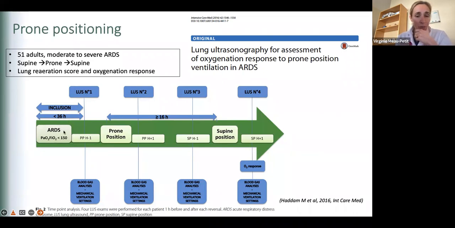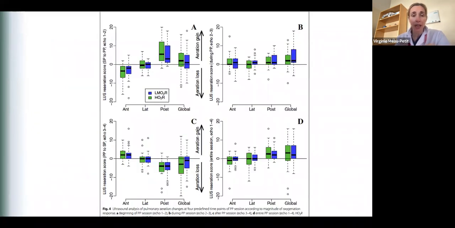The patient was initially supine, then was put prone. He had the first ultrasound before being put prone, and a second lung ultrasound 1 hour after being put prone. Then they left the patient prone for 16 hours. They repeated lung ultrasound 1 hour before putting the patient back in supine position, and again 1 hour after the supine position.